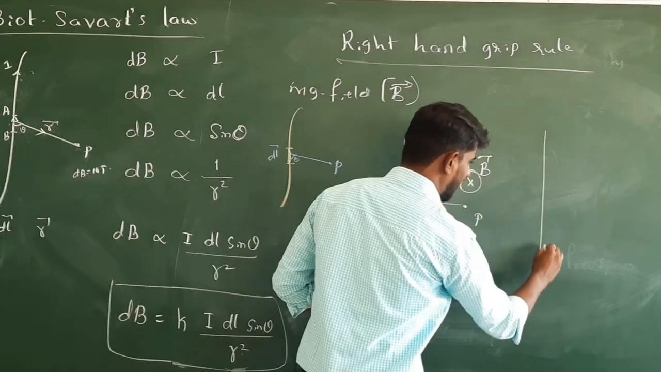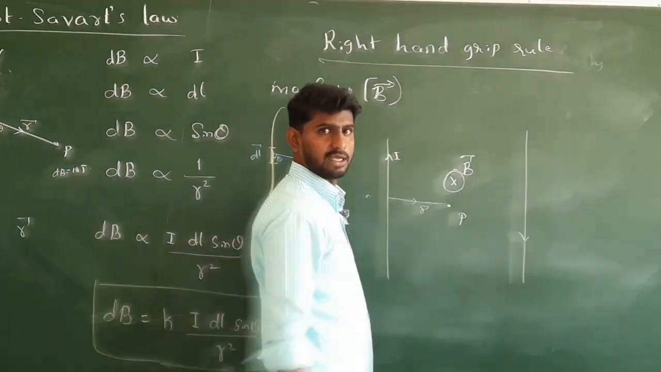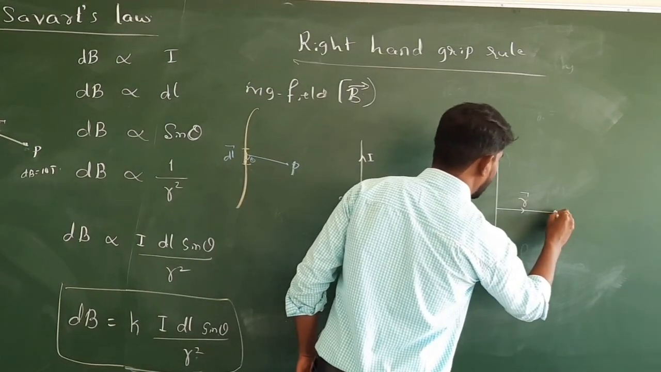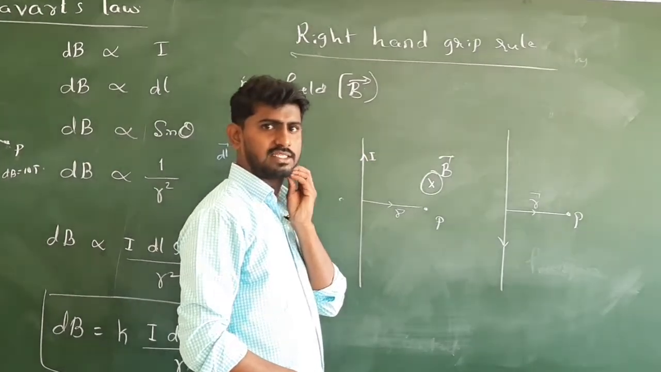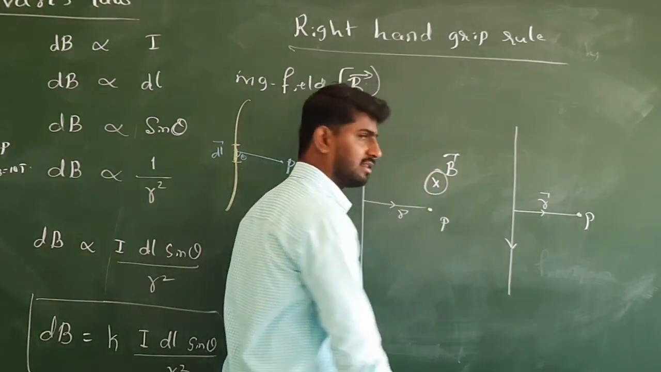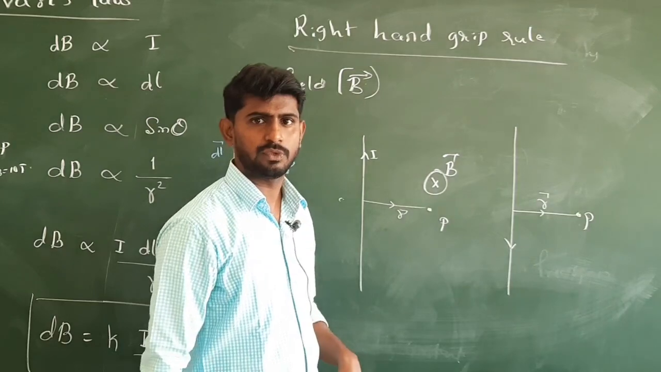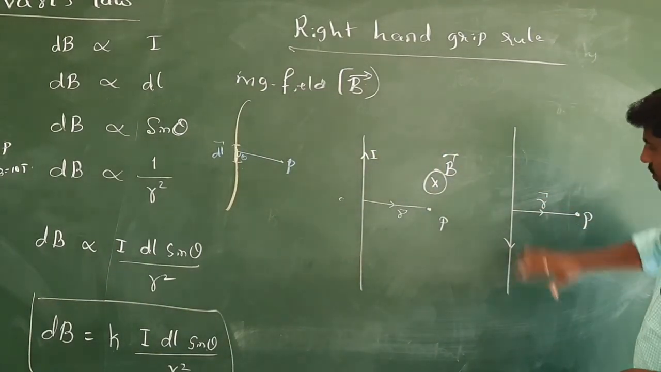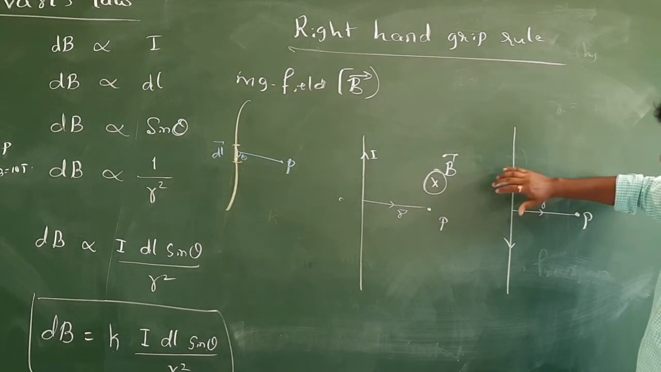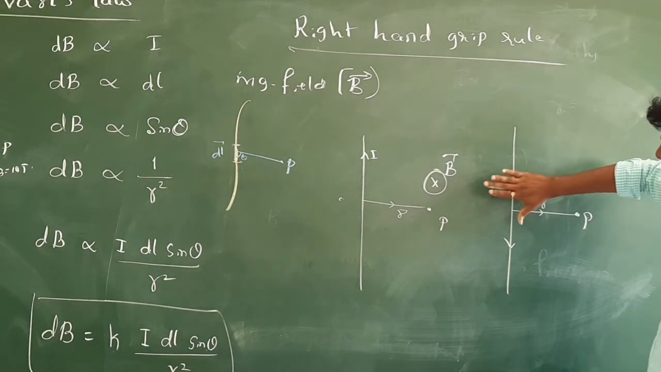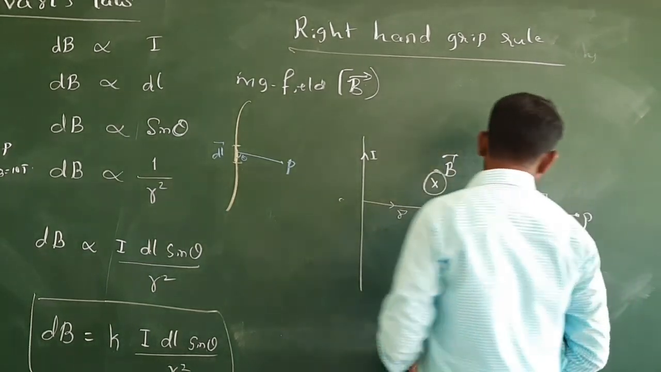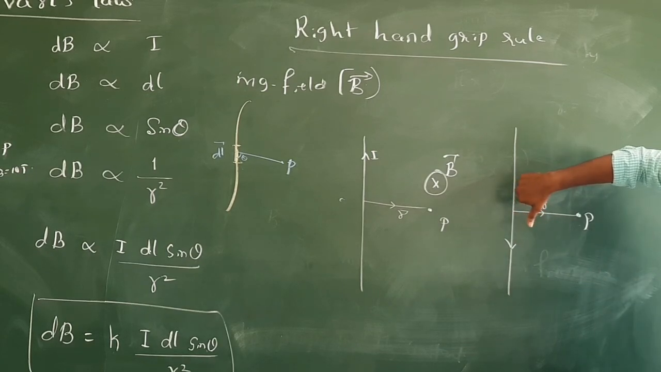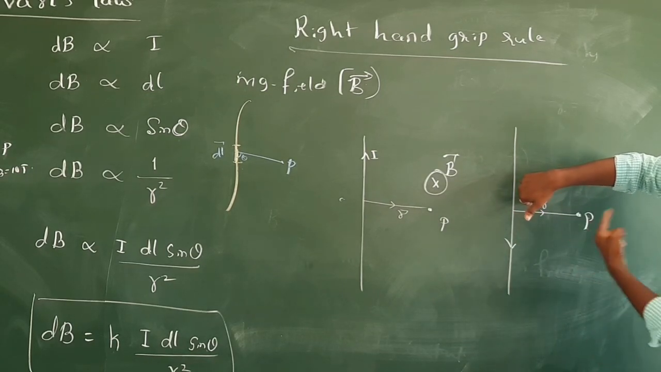So there is a conductor and the current is in downward direction, and this is the R vector, and this is point P. Now at point P, what is the direction of magnetic field? Again apply the right hand grip rule. Hold the thumb along the current direction, stretch the palm along R, and see this curled finger indicating the direction of magnetic field.